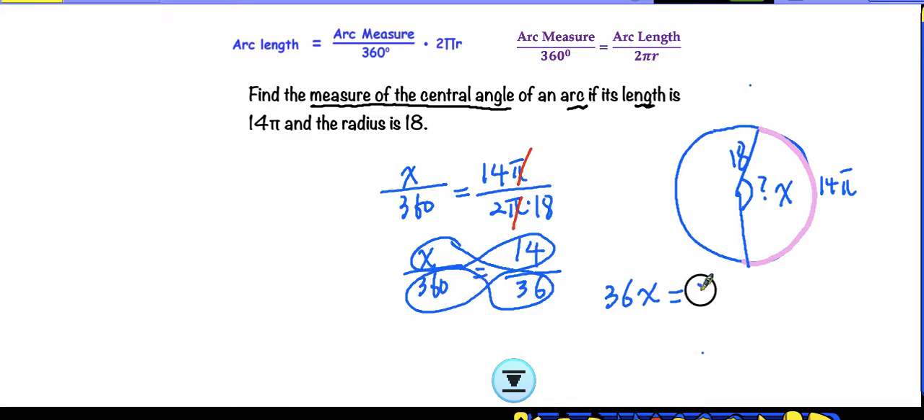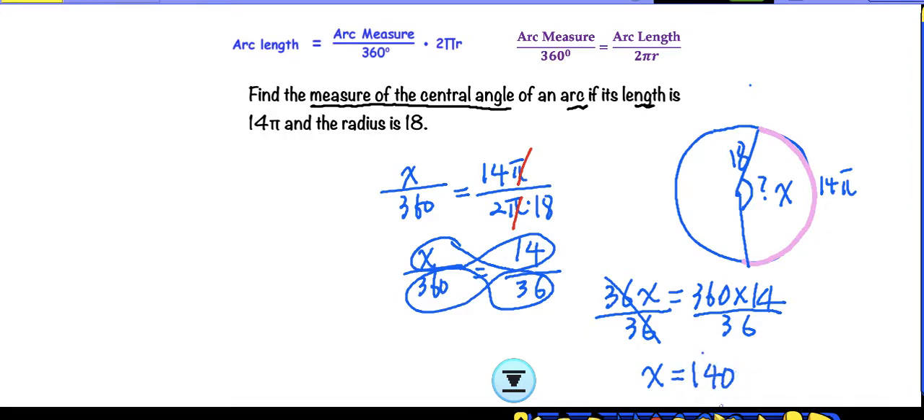360 times 14. You can just leave it here, you don't need to multiply. You want to solve for x, so we need to divide by 36 because it's 36 times x, using the inverse operation. We do exactly the same thing for the other side. Cancel it. So x is going to be 140.